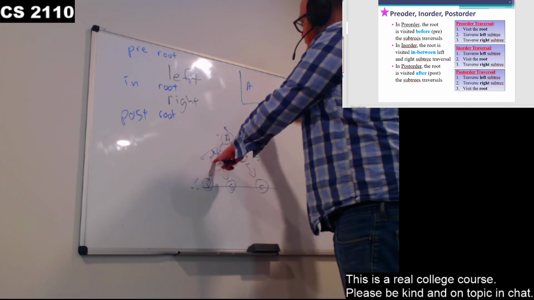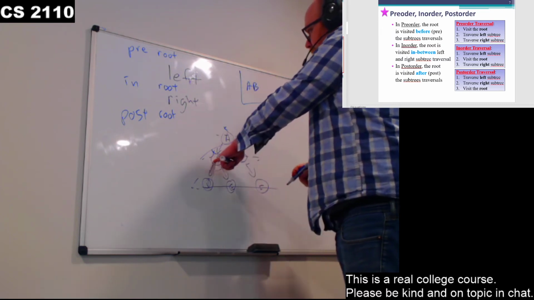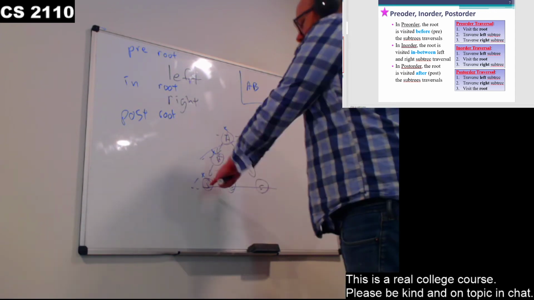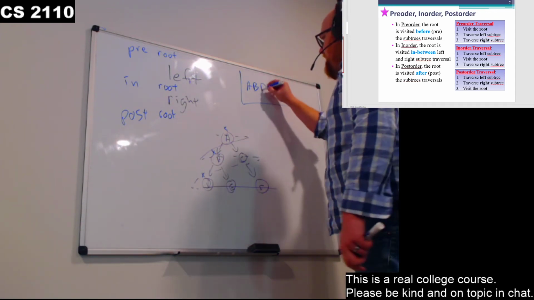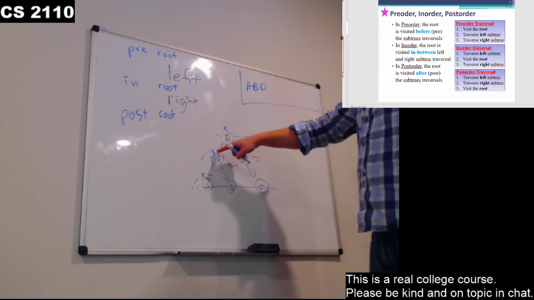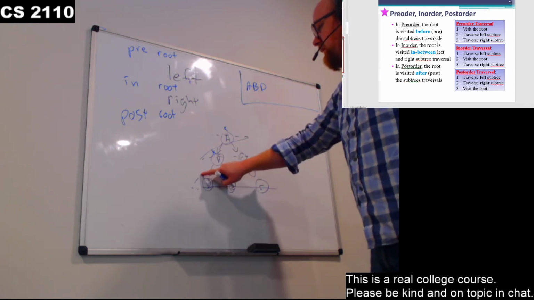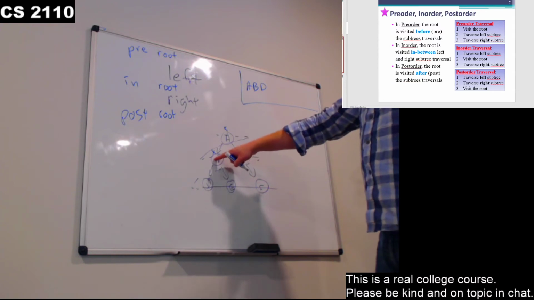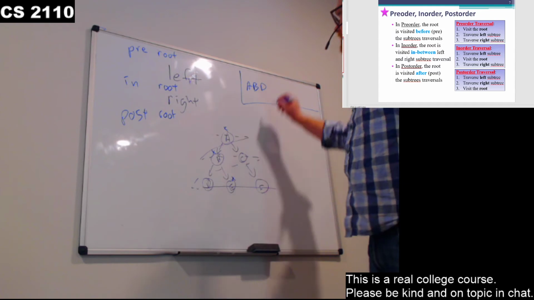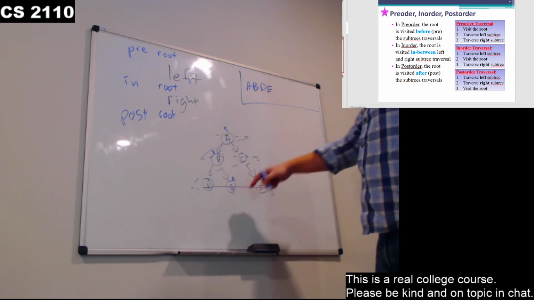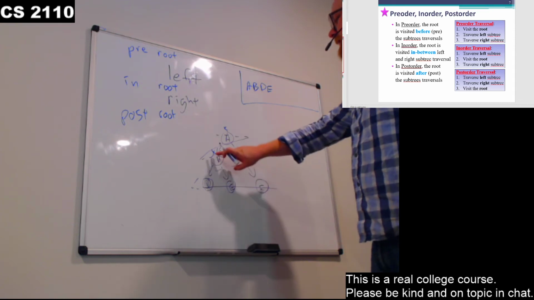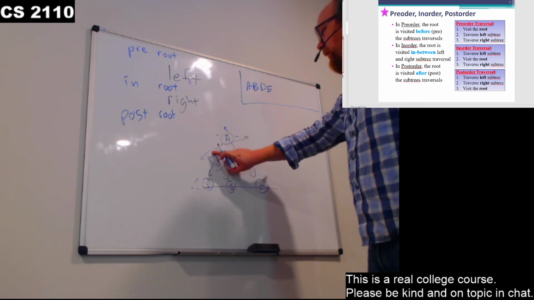I'm at B, I visit it, so I print it. I go down the left subtree. I'm at D, so I print it D. There is no left subtree. There is no right subtree, so I return back to B. Then I go down the right subtree. I hit E. I print that node. There is no left. There is no right, so I recurse. I've now gone down both the left and right of B, so I recurse.